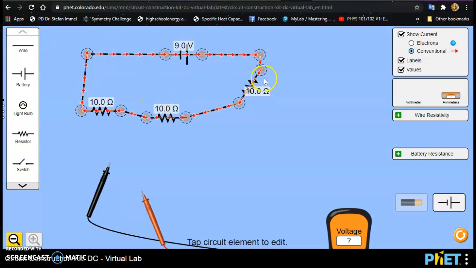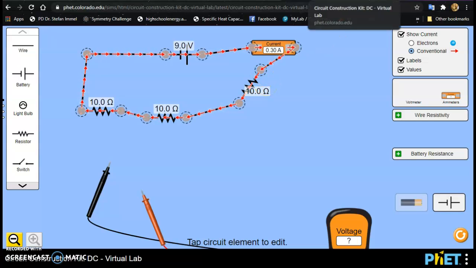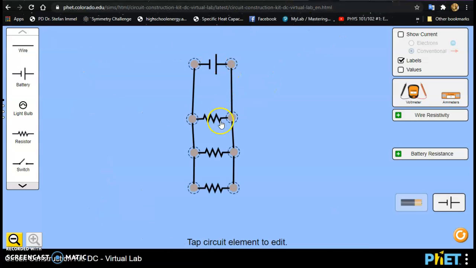These are series resistors, so I'm going to add them up. 10 plus 10 plus 10 is 30. So 9 divided by 30 should give me the current, and I get 0.3 amps. I'm going to measure that just to make sure I've done it right. 0.3 amps.